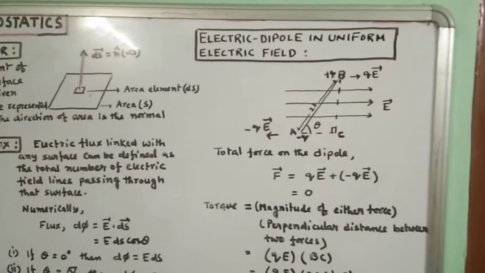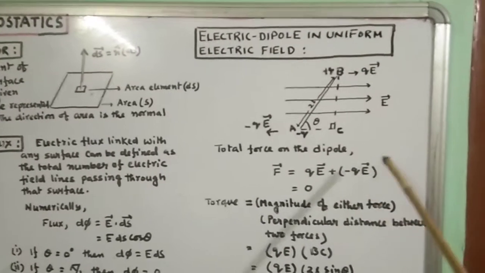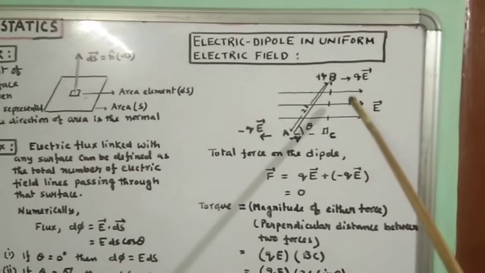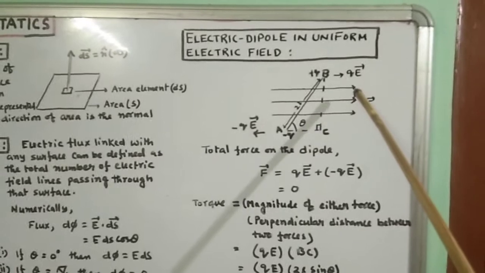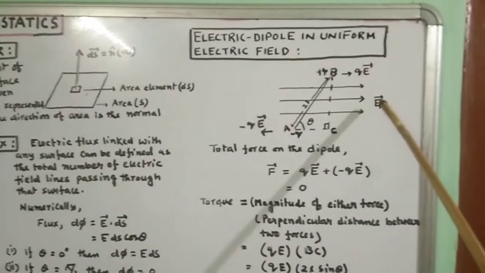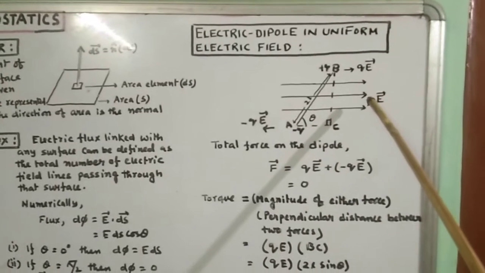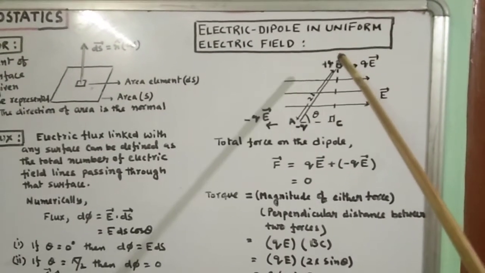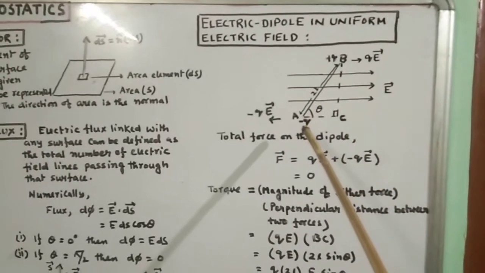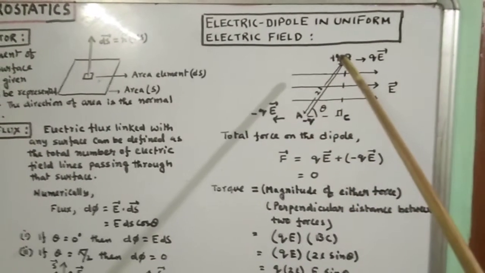Uniform electric field is basically defined by parallel lines with a constant gap. These are the field lines. The arrow is towards this side, so this is your field E vector. Now in this field, we have placed a dipole. AB is your dipole. It has two charges, one is minus q and another one is plus q.